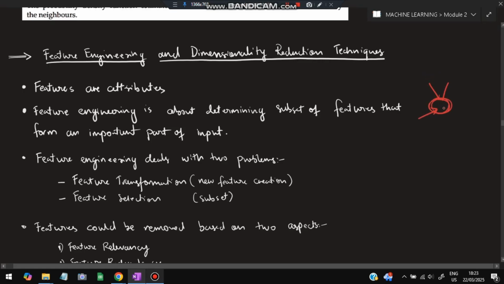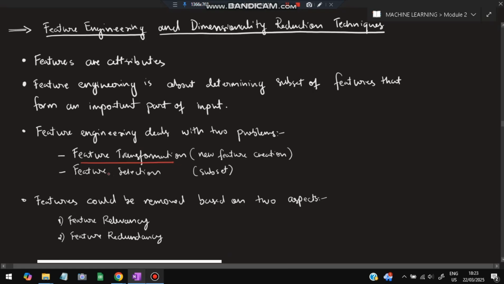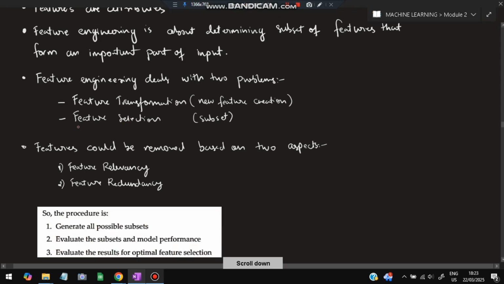Finding out those 10 most important ones is called feature engineering, and it deals with two problems: feature transformation or feature selection. Feature transformation means new feature creation. If I have two features, by using these two I'll create a new feature. For example, elephant eats grass and elephant drinks water. I can combine these two and say that elephant is a vegetarian. Like that I can find a new feature by using the existing features. Next one is feature selection. As I told you, there are 100 features, but I am concerned with only the 10 most important ones. So selecting those, what algorithms you use, that is called feature selection.